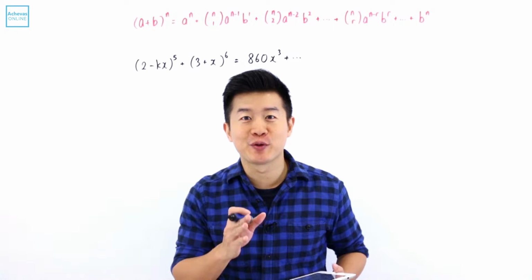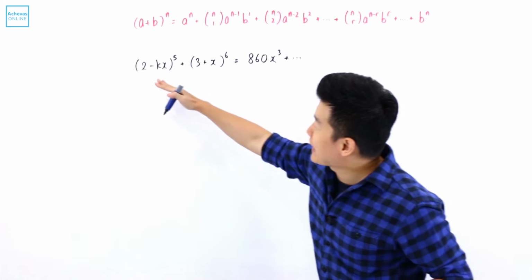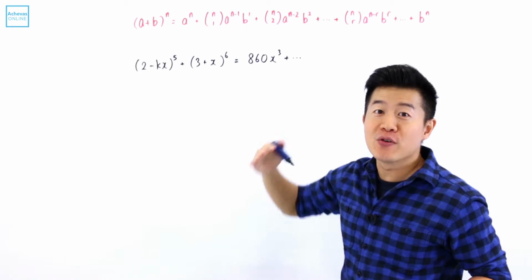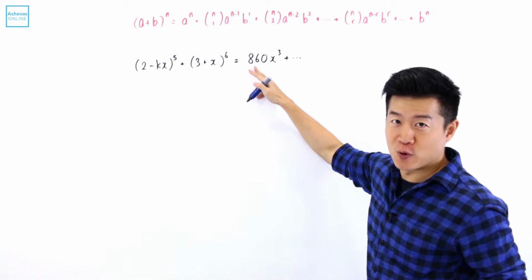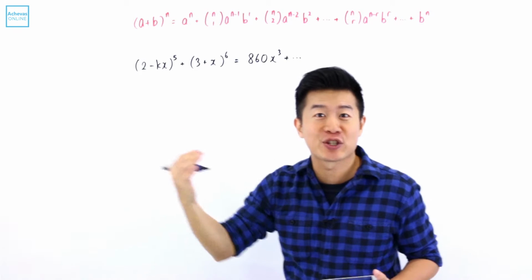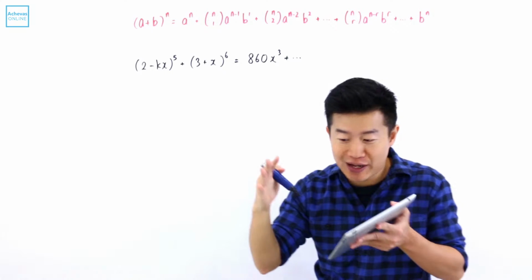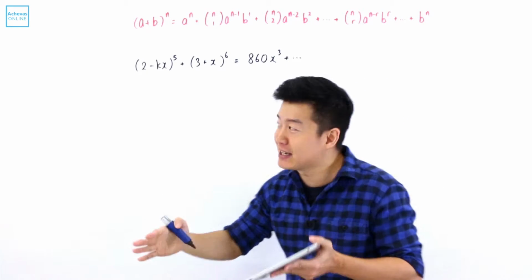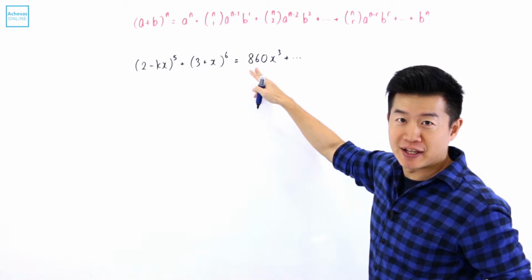For this question, we are supposed to find k, and the clue that is given to us is that when we expand this, the coefficient of x to the power of 3 is going to be equal to 860. Which means that for each of these expressions that I have here, we need to extract out the x to the power of 3 terms, combine them together so that I can compare the coefficient of the left hand side, which is going to involve k, with 860 on the right hand side.